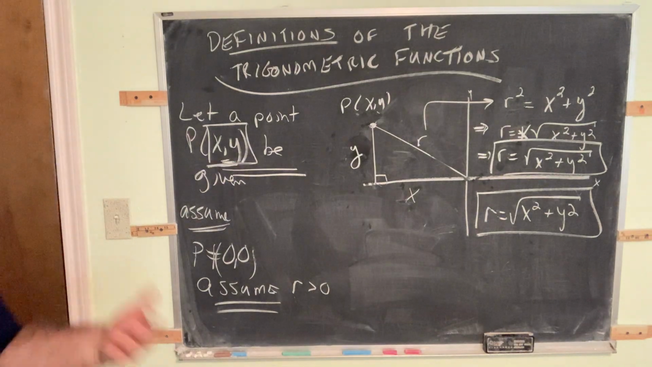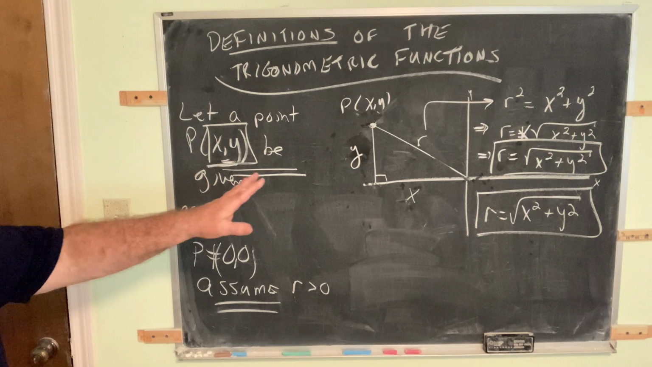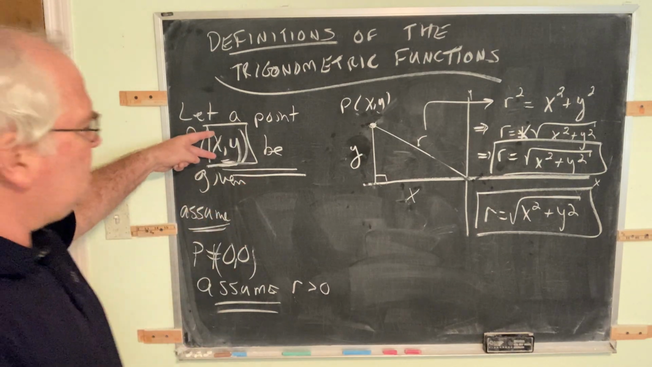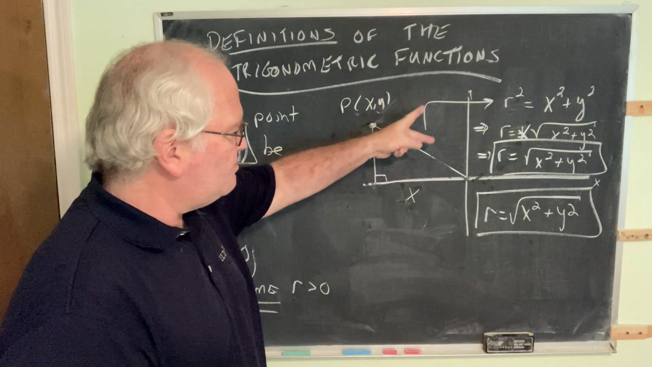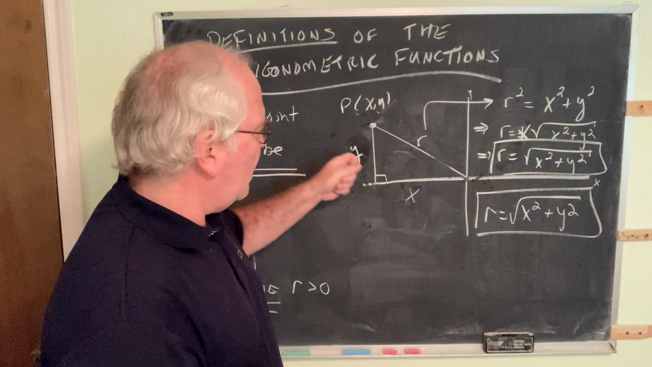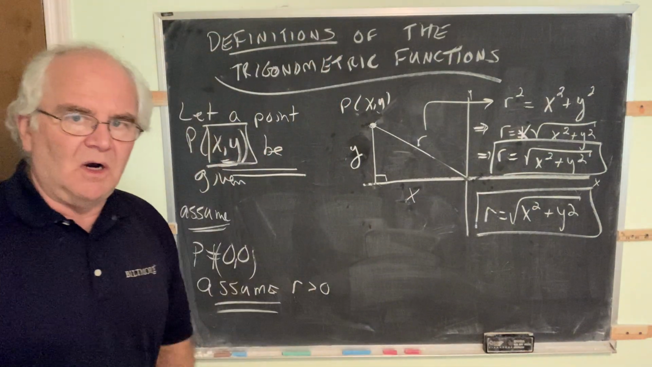That's what we have so far, and we'll be doing a lot more detailed work with this when we talk about the functions themselves. Given a point x comma y, we can find this right triangle, which means we can use Pythagoras. We have x, we have y, and r is equal to the square root of x squared plus y squared. So far, so good.